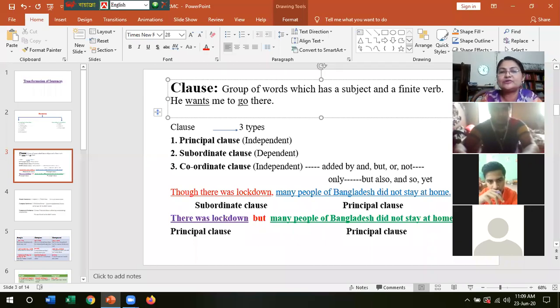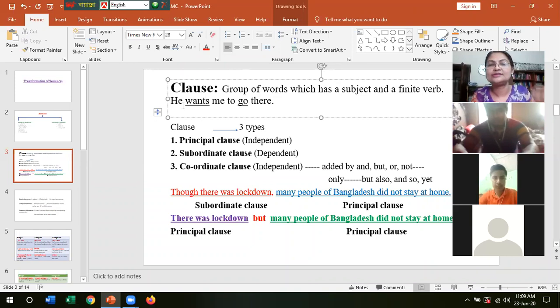There is another verb, you see? There is another verb, that is go. But this verb doesn't depend on the subject. So this verb, go, is not the finite verb. In this sentence, wants is the finite verb. So a finite verb is that verb that depends on the subject.